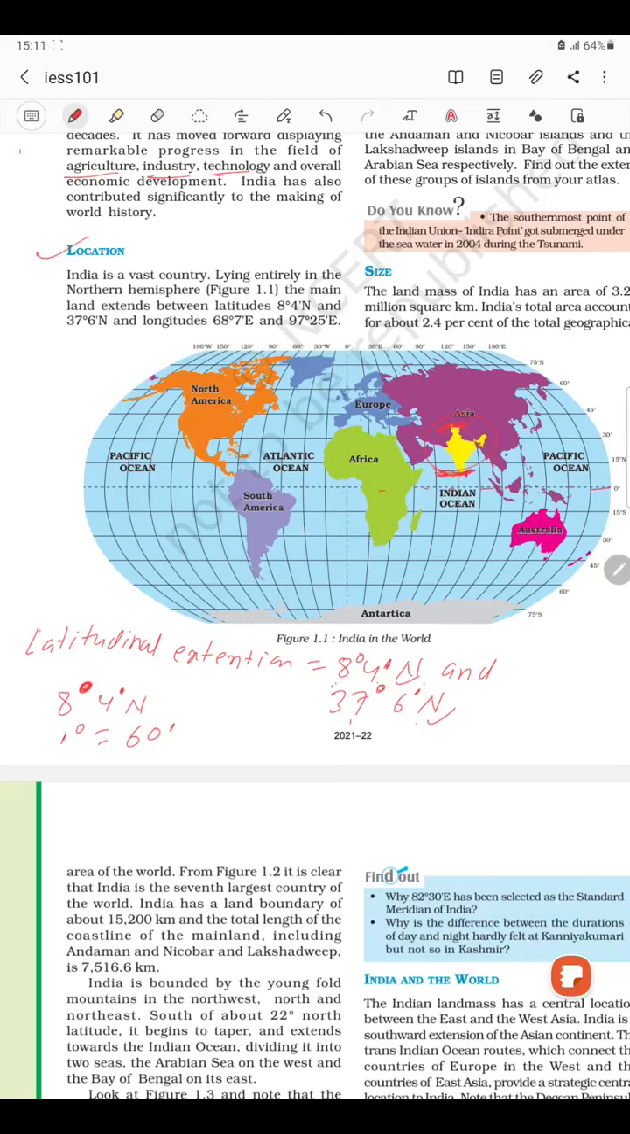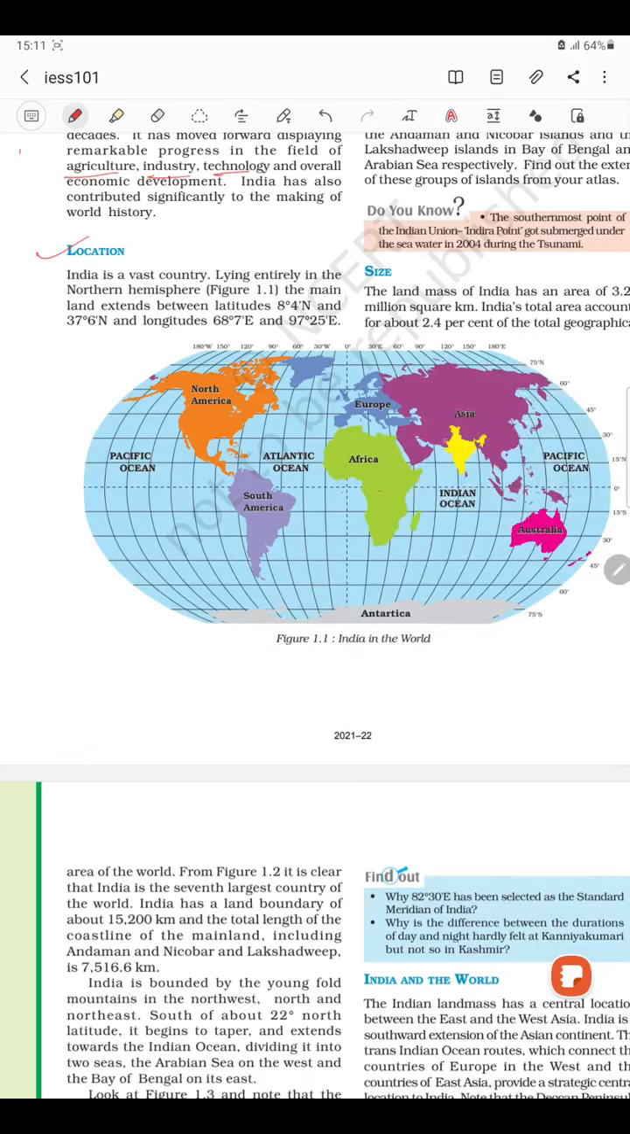So India's latitudinal extension is from 8 degree 4 minute north to 37 degree 6 minute north. This is the latitudinal extension. Now come to the longitudinal extension. Clear?